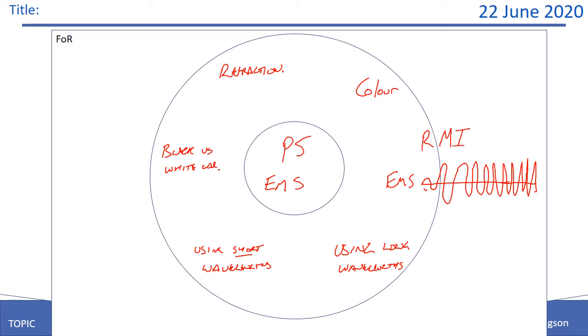Here's the easy one that everyone always forgets. Why do they forget it? Because they can see it. Visible light.